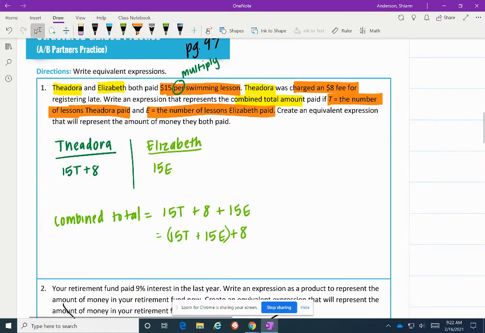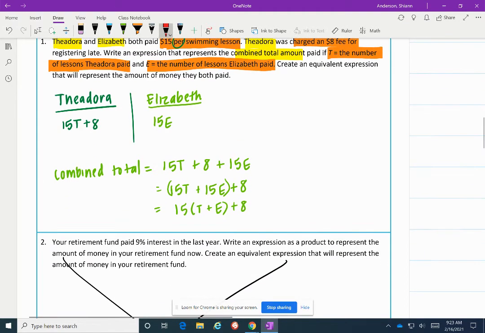So really, this is 15 times T plus E, because we factor out the GCF, which was 15, and we just add 8. So if I were to go back in and distribute this 15, using the distributive property and multiplying, we would just have 15T plus 15E plus 8, which is the same thing as what we had before. So that's why we are factoring out the 15, just creating that equivalent expression.